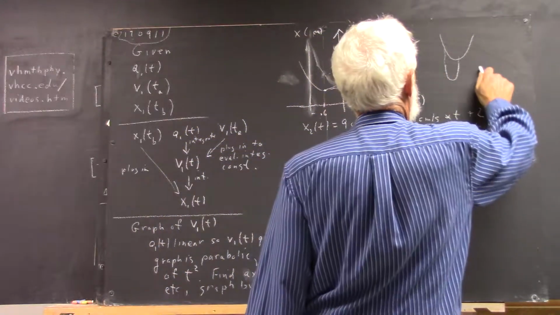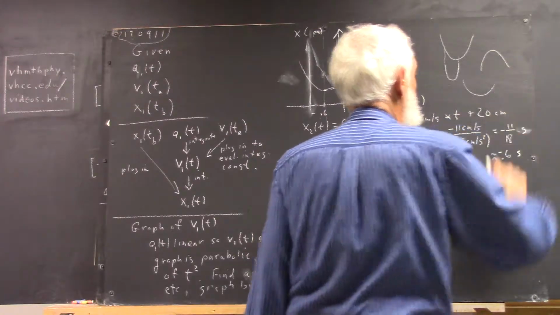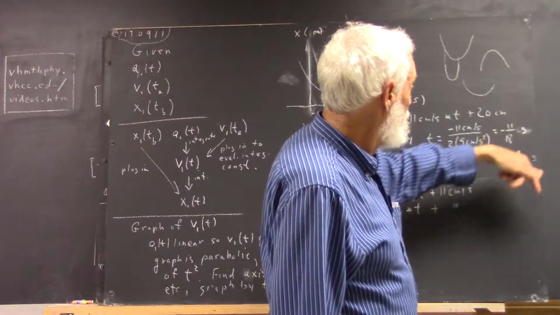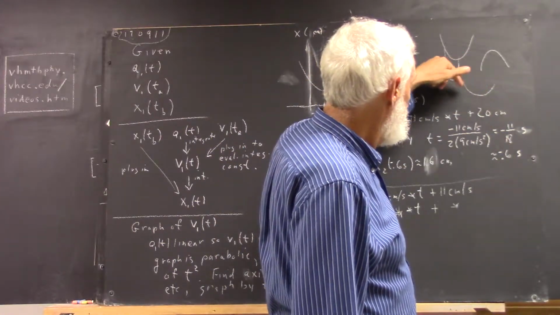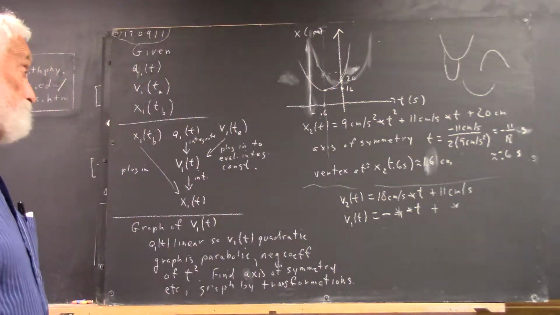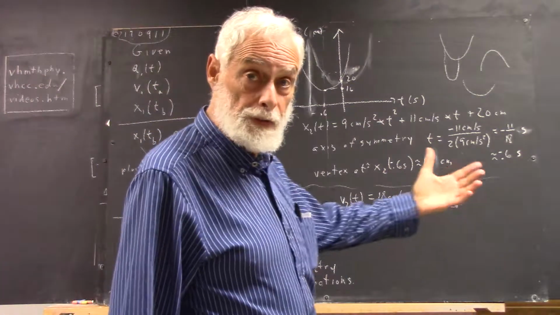If you have a parabola that's upside down and another parabola that's right side up, well, this one's going to hit this one on its way down, and this one's going to hit this one on its way down. Okay? So it's obvious that there will be 2 points of intersection.